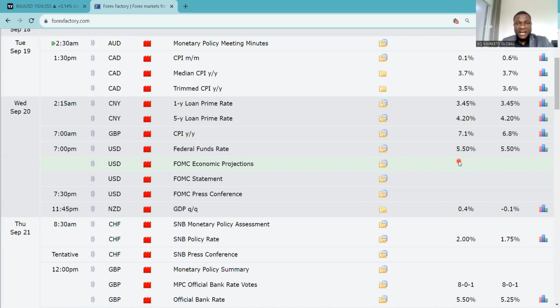the Federal Reserve Bank and the whole monetary policy team are committed to ensuring that they fight that inflation, and hiking the interest rate is still one of the most reliable options to do, okay? And then we're going to be expecting still by 7 p.m. the Federal Open Market Committee economic projections for the month of September, right?